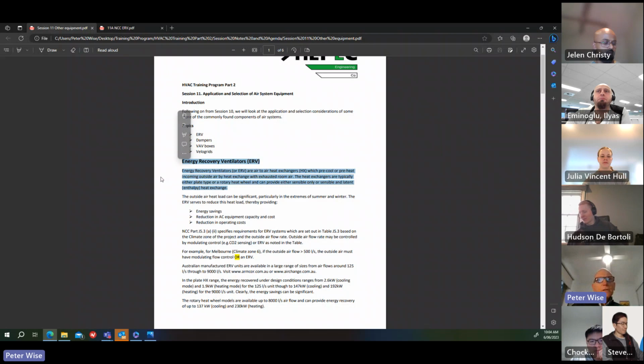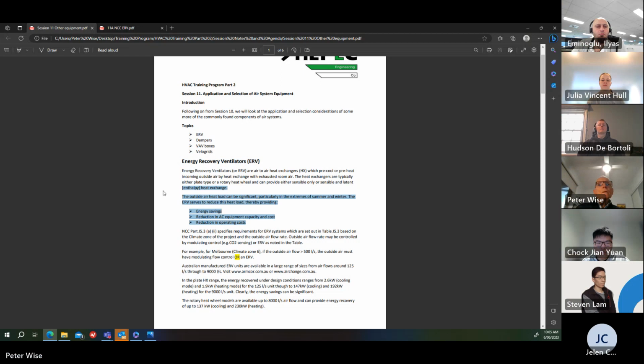Okay, so energy recovery ventilators. These are basically air-to-air heat exchangers, which pre-cool or preheat incoming outside air by heat exchange with room air, which is exhausted through the heat exchanger. Heat exchangers are typically either a plate type, they call them a plate type heat exchanger, or a rotary heat wheel. The plate type are more compact and cheaper to buy, obviously. Rotary heat wheels are very large and expensive, but have their application. And these heat exchangers can provide either sensible heat exchange only or sensible and latent heat exchange.